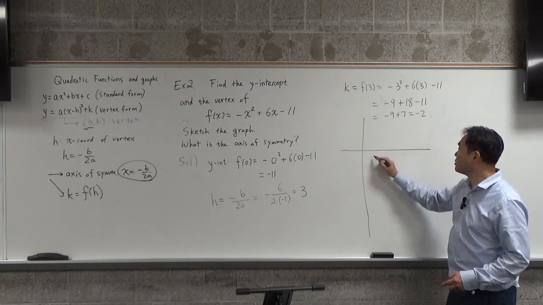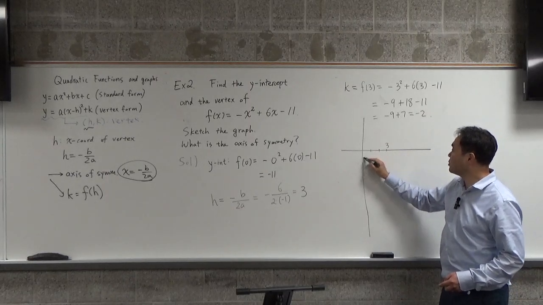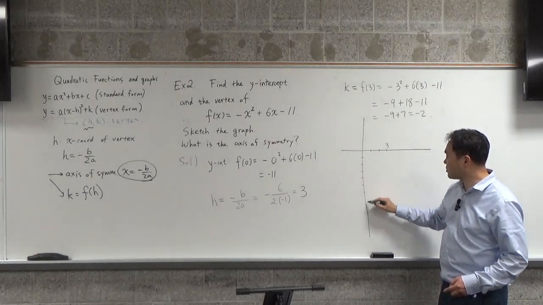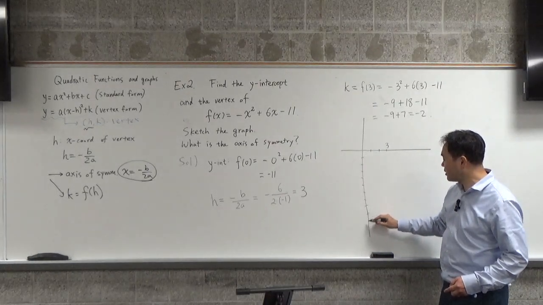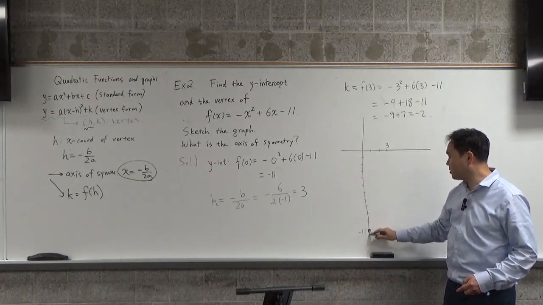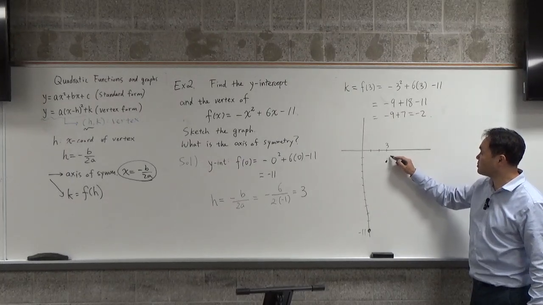Okay, so let's see. You have 1, 2, 3. 1, 2, 3, 4, 5, 6, 7, 8, 9, 10, 11. Negative 11 is the y-intercept. (3, negative 2) is the vertex.